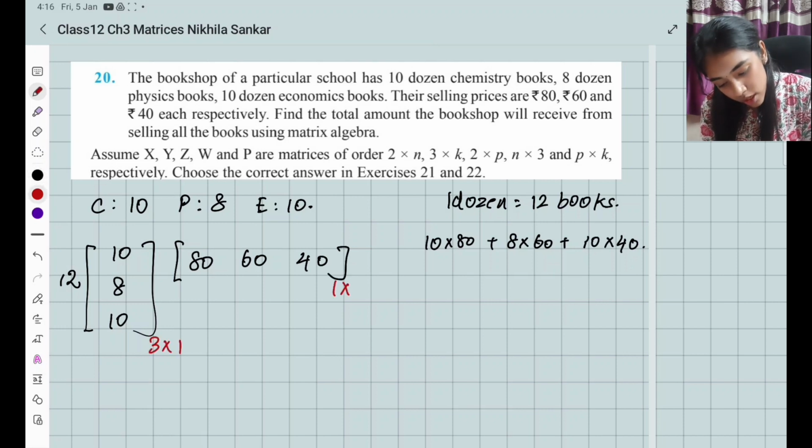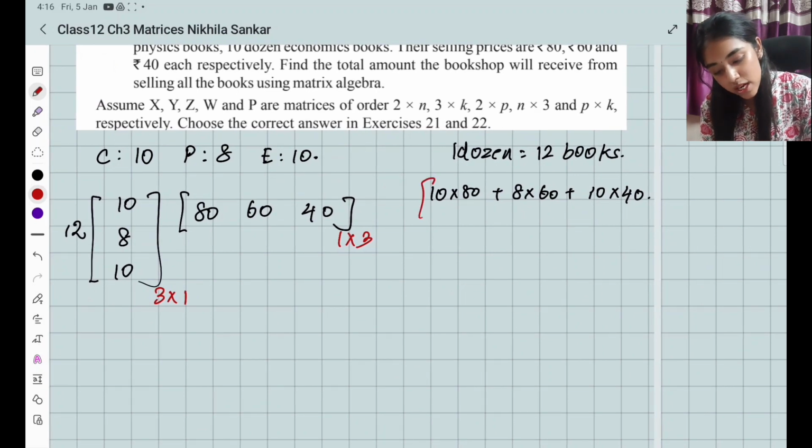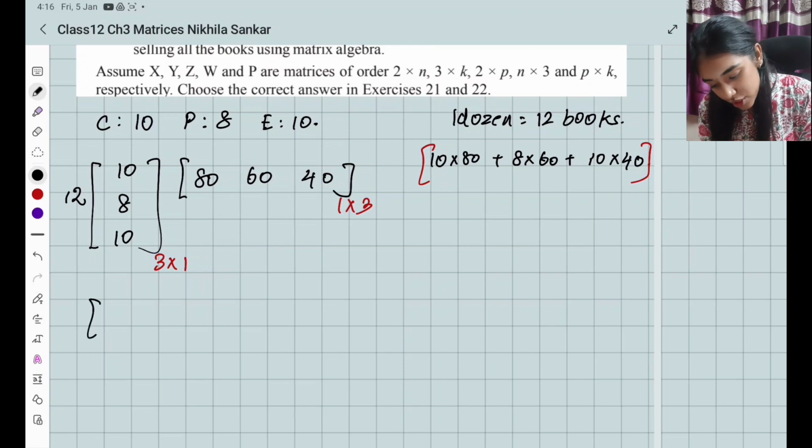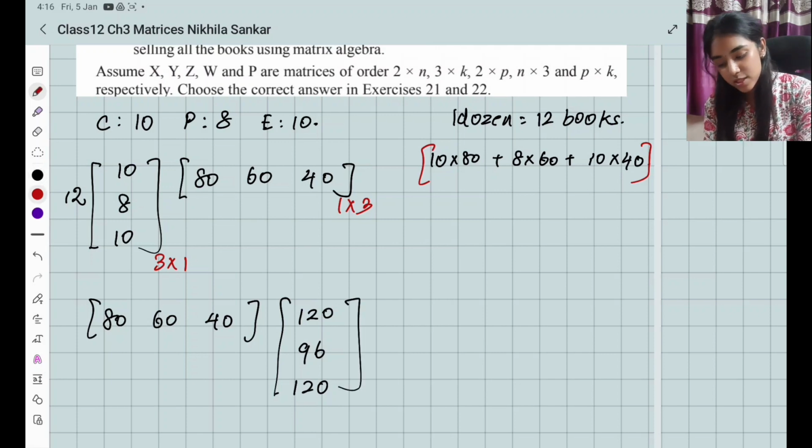3 into 1, 1 into 3. இப்படியே multiply பண்ணா 3 by 3 வரும். But my matrix has to be a 1 by 1 matrix. So 1 by 1 னா எப்படி multiply பண்ண போறேன்? The multiplication is going to be 80, 60, 40 times 12, multiply பண்ணா 120, 8 2s are 16, 1 8 1s are 8, 96 and 120. Okay, so this is how the matrix multiplication should happen.